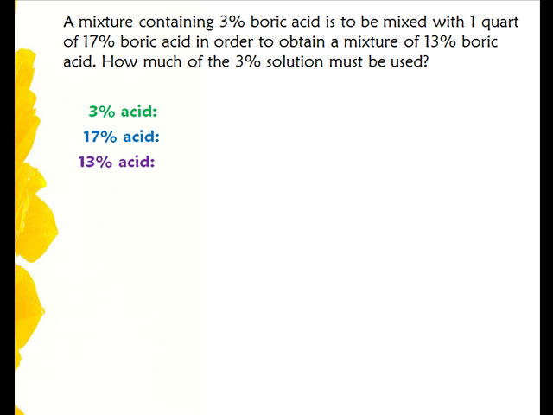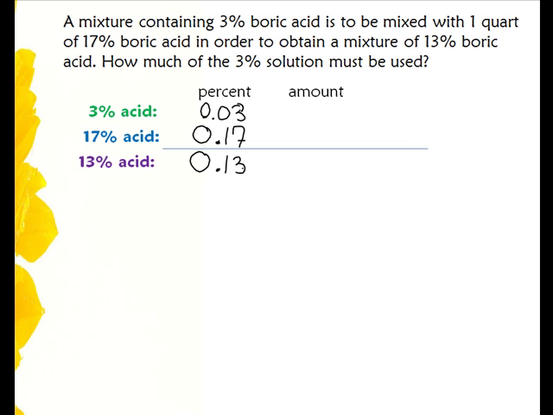The first thing we need to do is figure out, well, what's the percent? That's not too hard, because 3% we're going to write as just 0.03. Remember, we always want to change our percents to decimals. The next one is 17%, so we change that to 0.17. And 13% is 0.13.